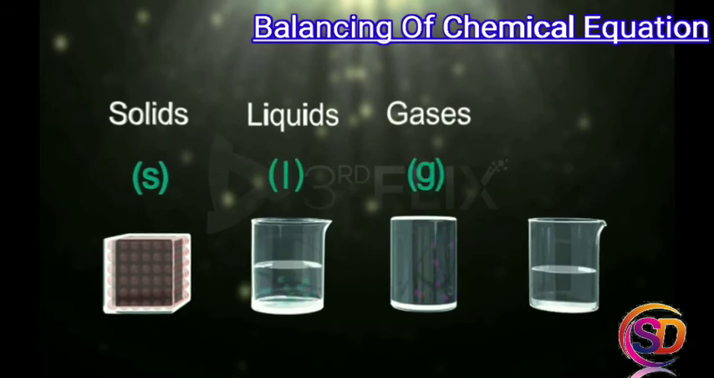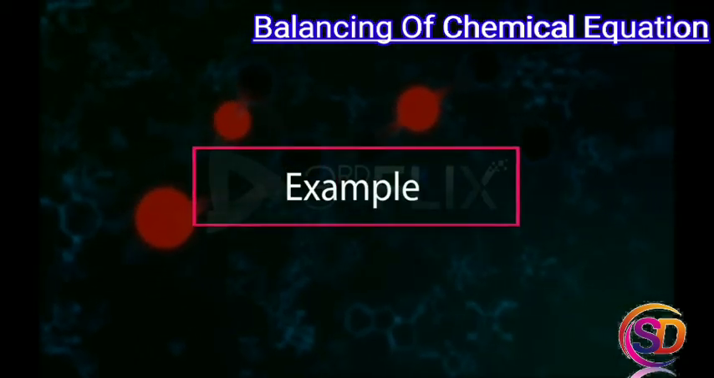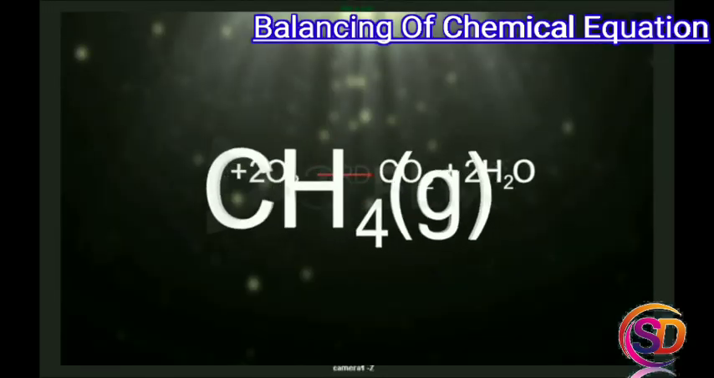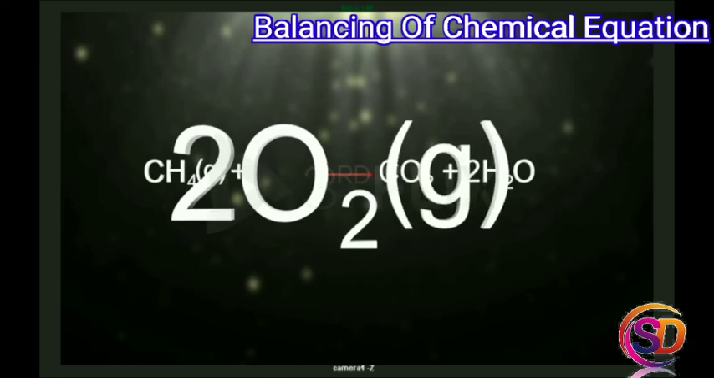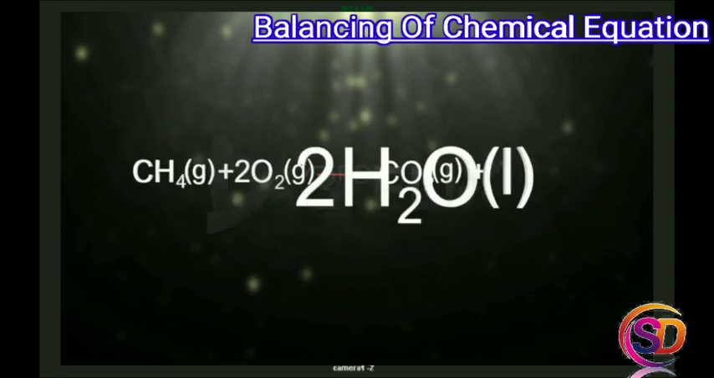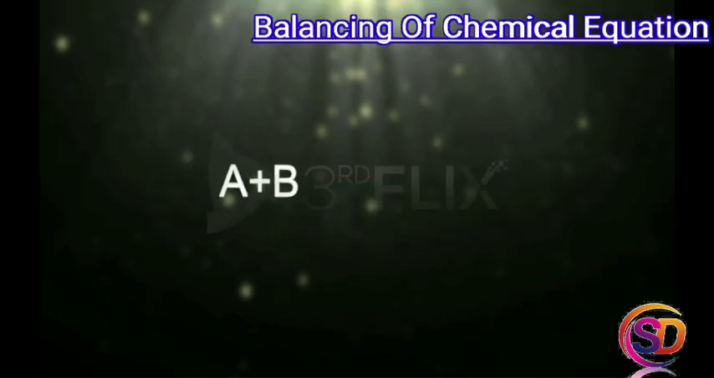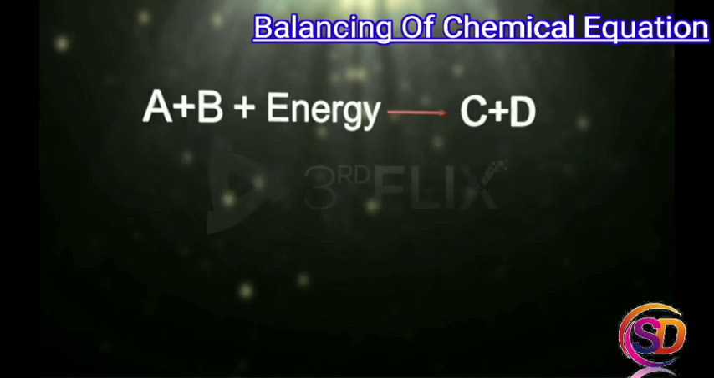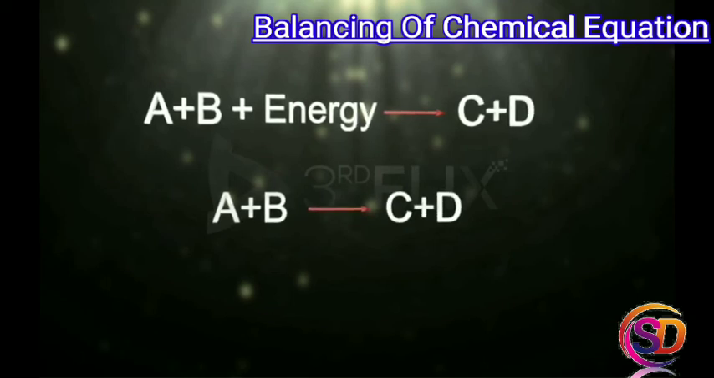If the solution is made by using water, then it is denoted by writing (aq). Example: CH4(g) plus O2(g) gives CO2(g) plus H2O(l). If energy is used in the reaction, then it will be written on the left-hand side. If energy is released in the process, then it is written on the right-hand side.